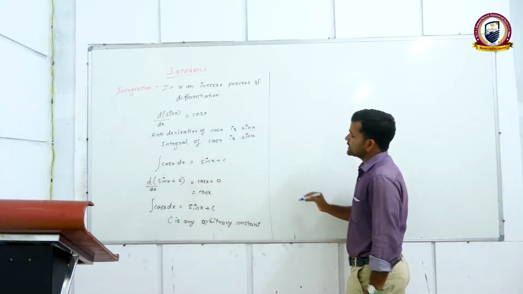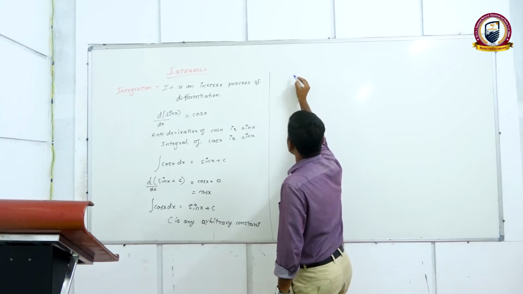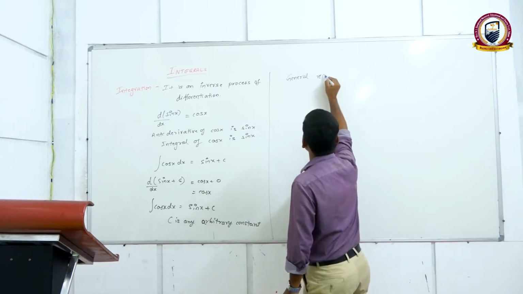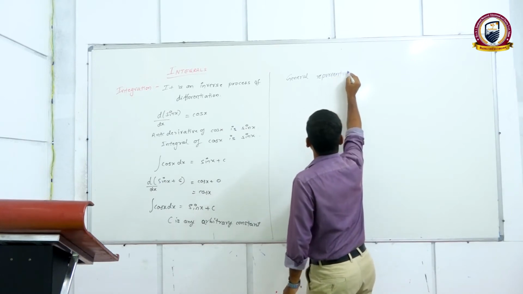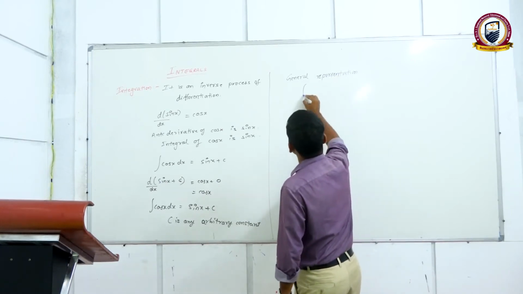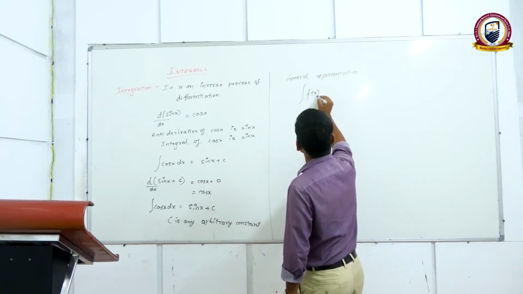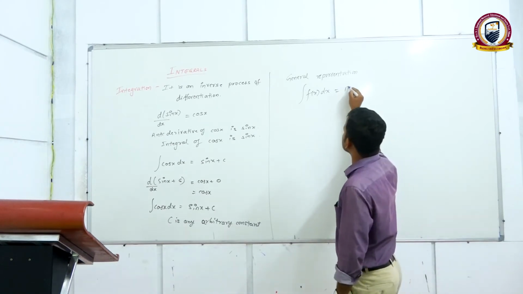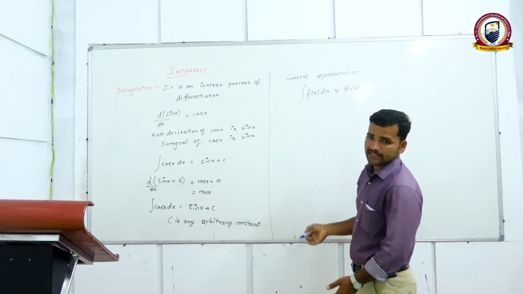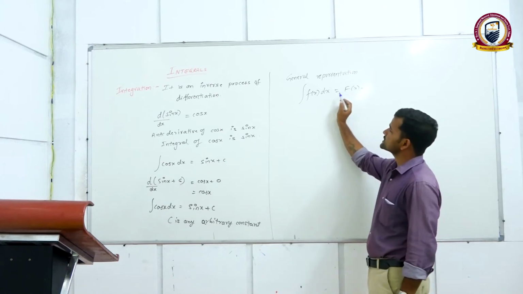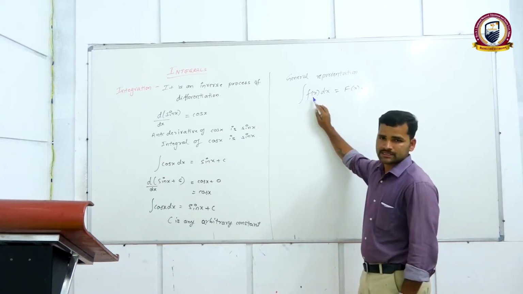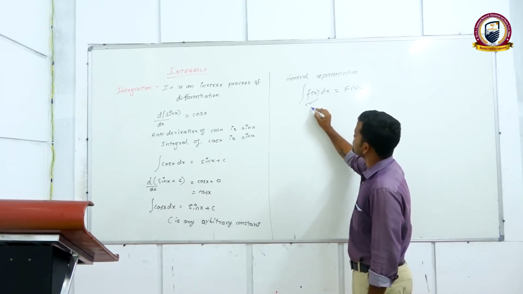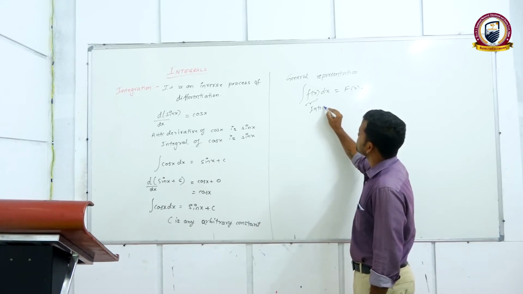Fine. Next thing is the general way of representation. See, the general representation is the integration of f of x with respect to x, which is equal to some function F of x plus c. What is this F of x? F of x is the integral of the function small f of x. And what is this small f of x called? This f of x is called the integrand.